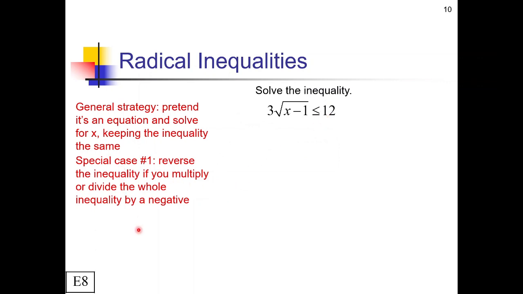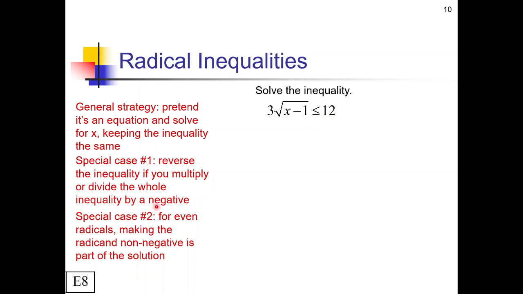Now, the other special case is if we have an even radical, like we do in this case, then making the radicand, the stuff inside, non-negative is going to be part of the solution. So you need to make sure that people can't plug in x values that would cause you to take the square root of a negative number. So that's also something to throw in when you're writing your final answer. So with all of that, pause the video and see if you can figure out what the inequality solution for this is going to be. And I'll give you a hint. It should be another inequality with an x in it.